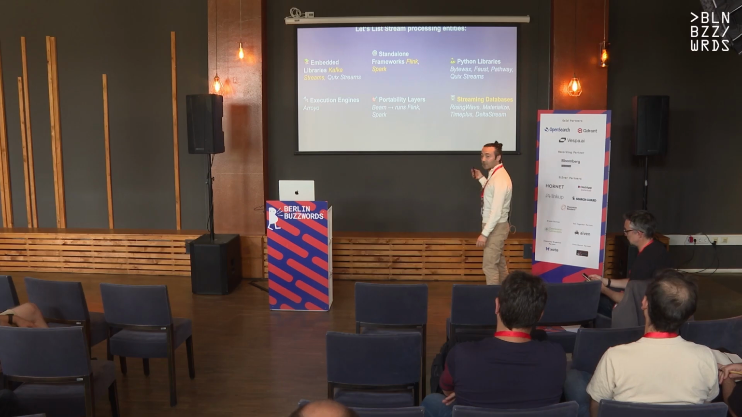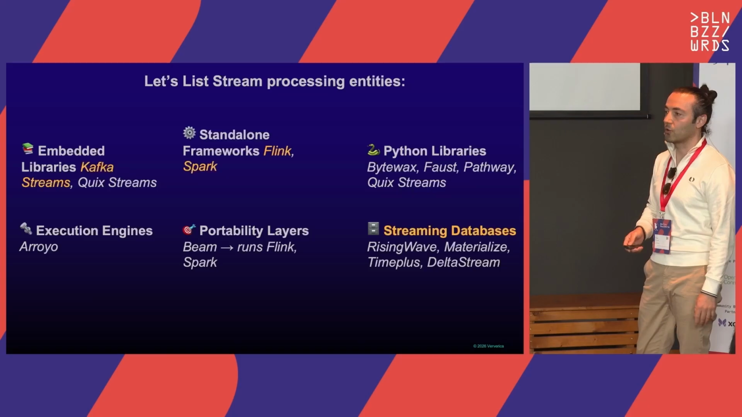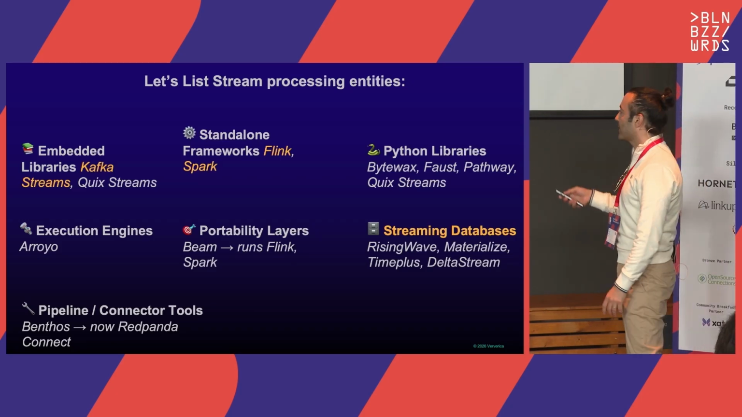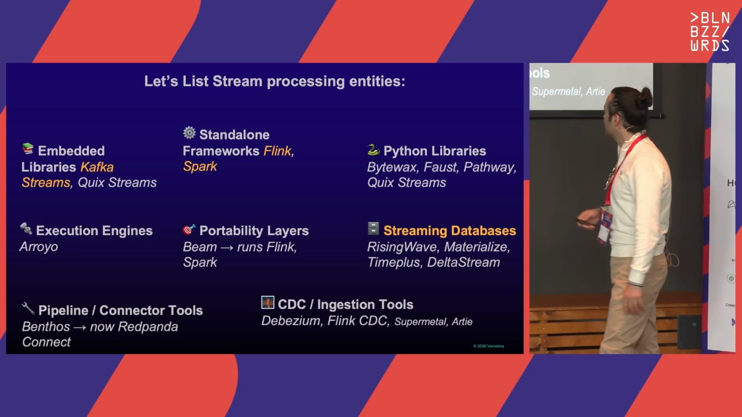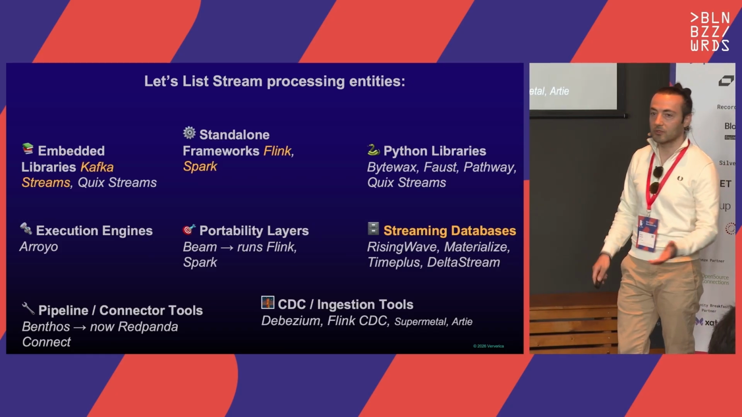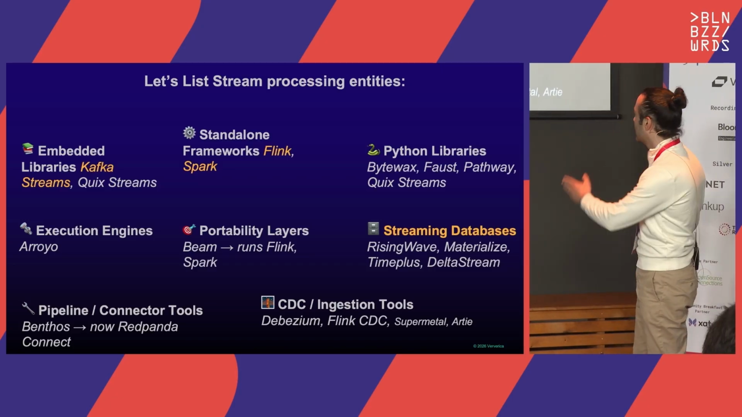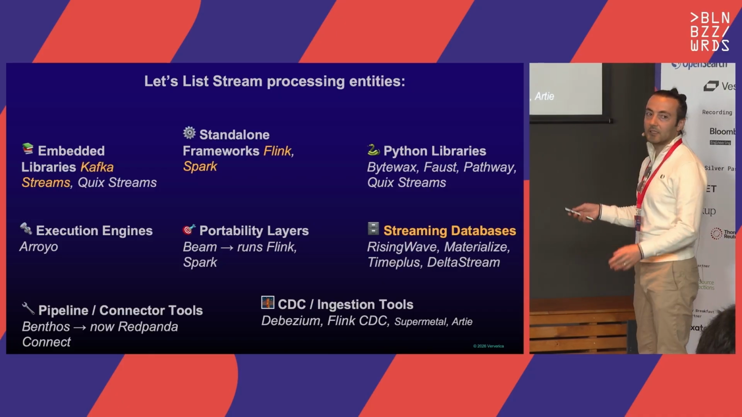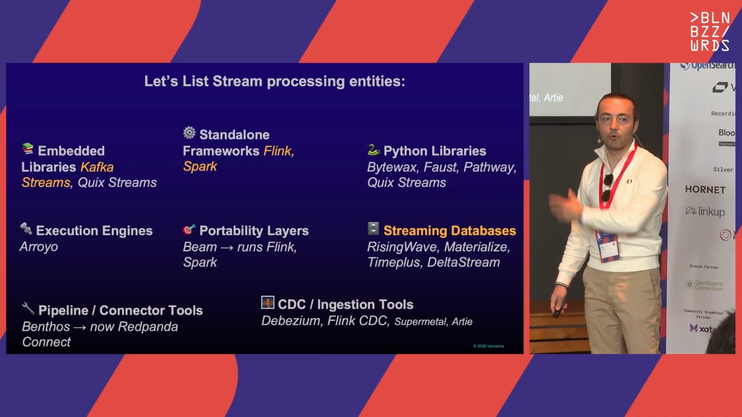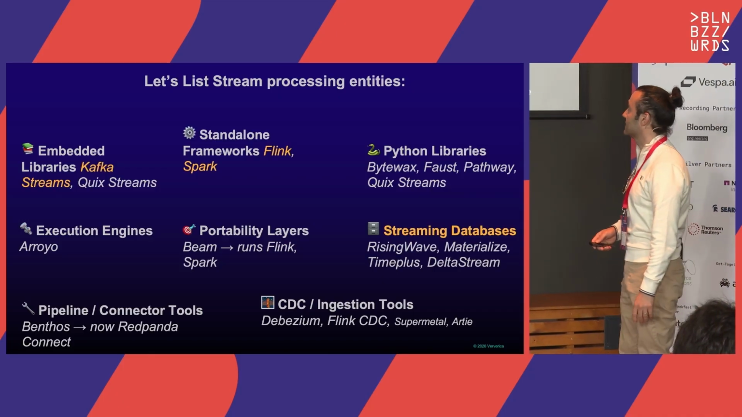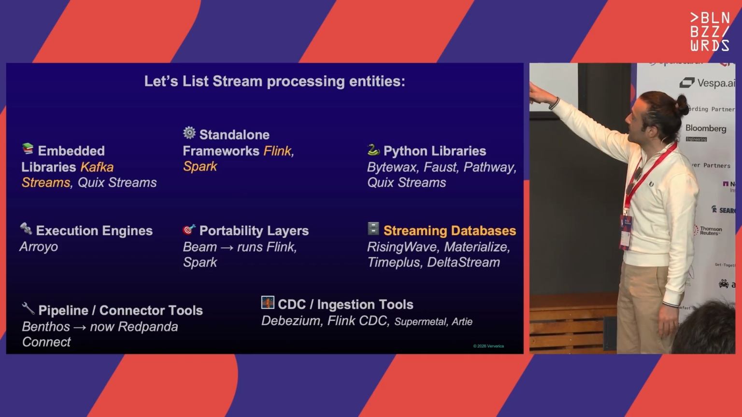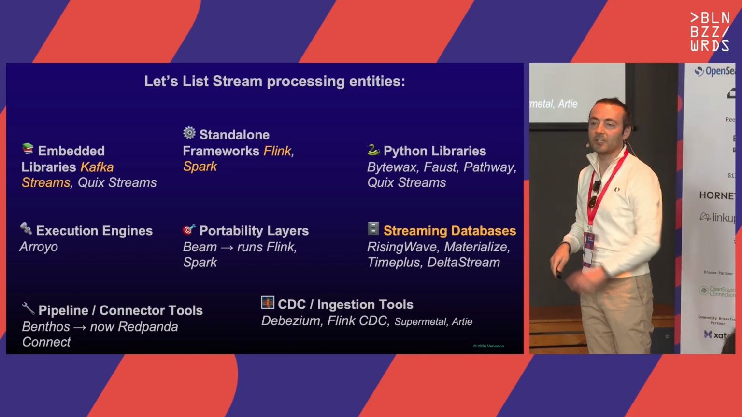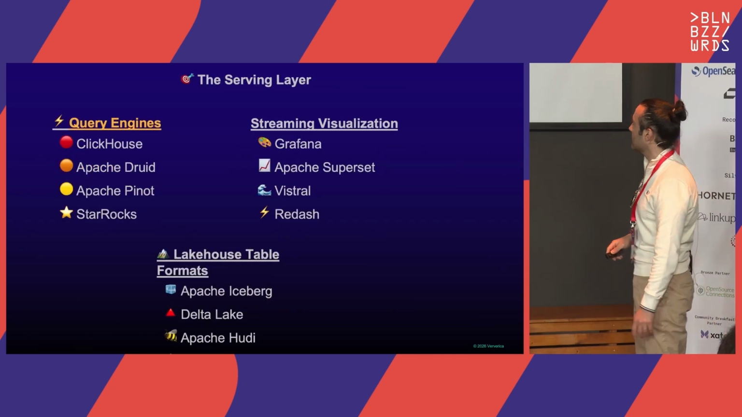And then streaming databases. There are a bunch of database options around if you don't want to play with the framework directly. Pipeline connector tools, and then some CDC ingestion tools. Debezium is the most well-known one, Flink CDC. There are new options like Supermetal RT, now in the game for these CDC options as well. So you can see some of them a bit colored, so I will be touching a little bit of detail on each of these processing entities.